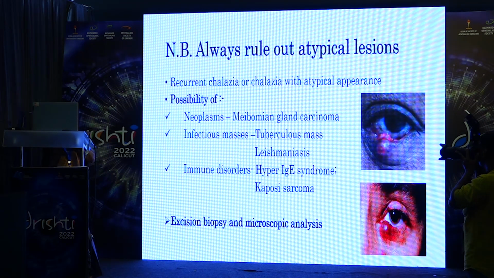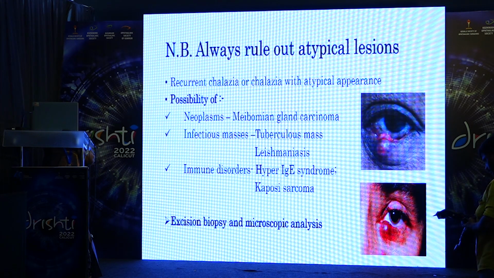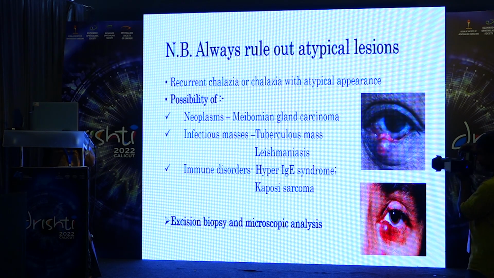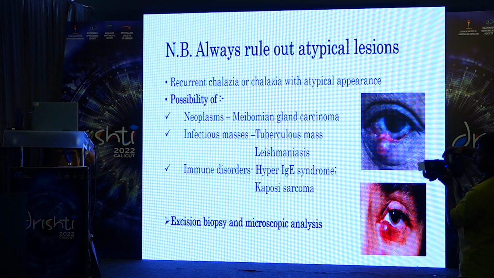So these are the atypical lesions which may mimic a chalazion: meibomian gland carcinoma, tuberculous mass, leishmaniasis, and in immune conditions like Kaposi sarcoma and hyper IgE syndrome, there may be swelling which is similar to chalazion. So always rule out such conditions, because in such cases I and C is not the procedure of choice. We have to do an excision biopsy and a microscopic analysis is needed. And always you have to suspect a malignancy in a case of recurrent chalazion which is recurring in the same location, or usually in old age patients.